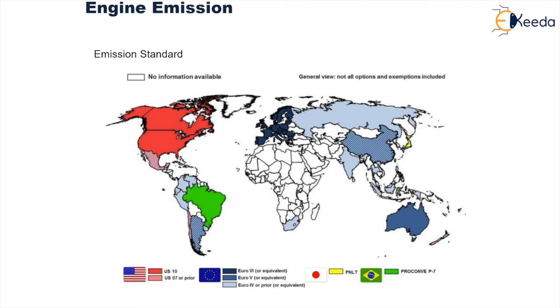So what are they? If we consider the emission norms in European countries, we have Euro 1, Euro 2, Euro 3, 4, 5, 6, and now so on. The equivalent in India are BS 1, 2, 3, 4, 5, 6, and so on, which stands for Bharat Stage 1, Bharat Stage 2, Bharat Stage 3, Bharat Stage 4, and so on.